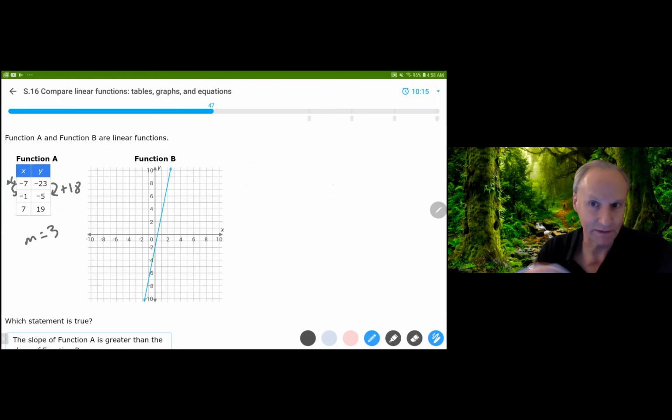I didn't even look at the y-intercept yet because you really need the slope before you can do much of anything else. The rate of change is a really important concept. It also determines if it's linear or not. And we can look at the next pair in just a minute if you want. We are just comparing the slopes.